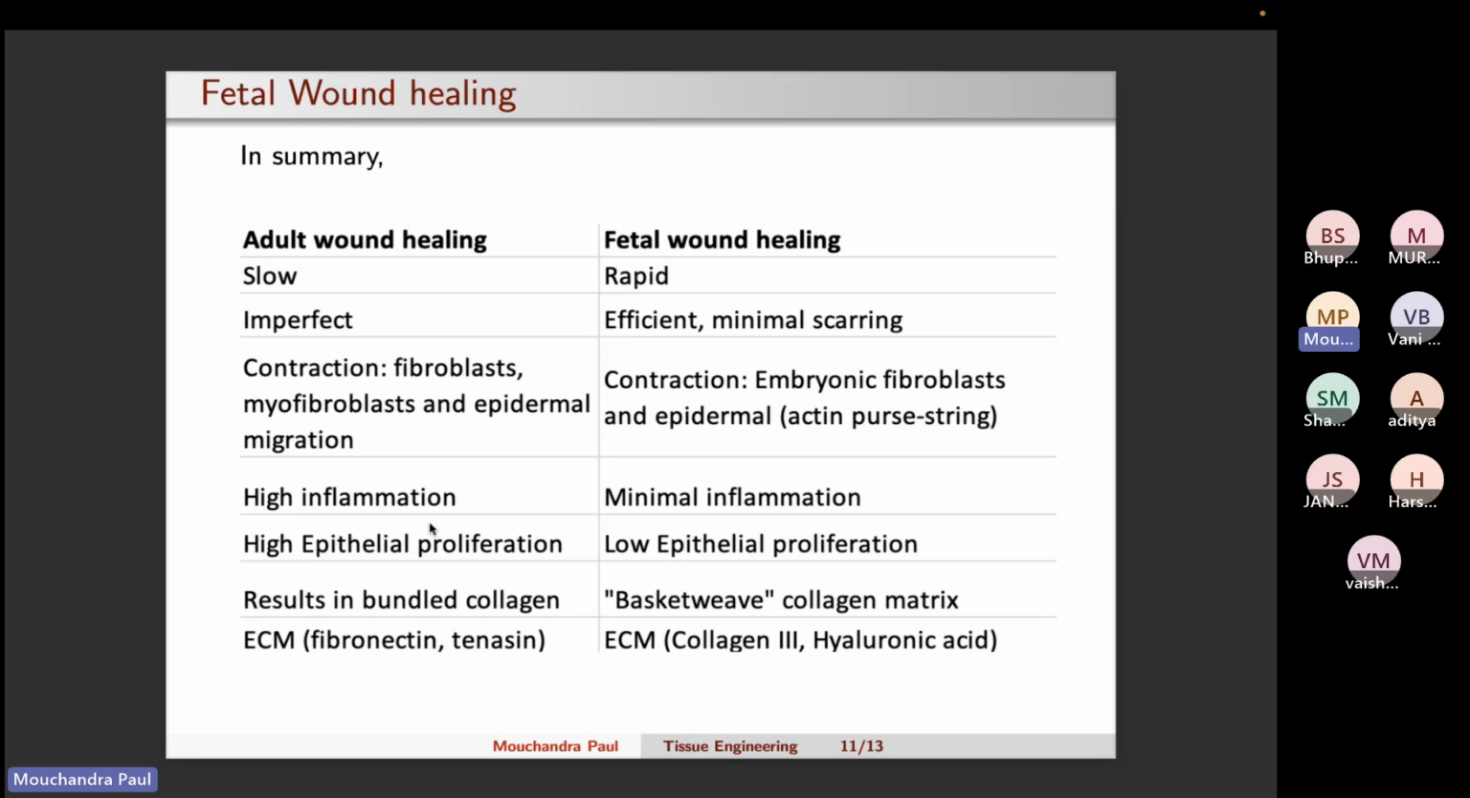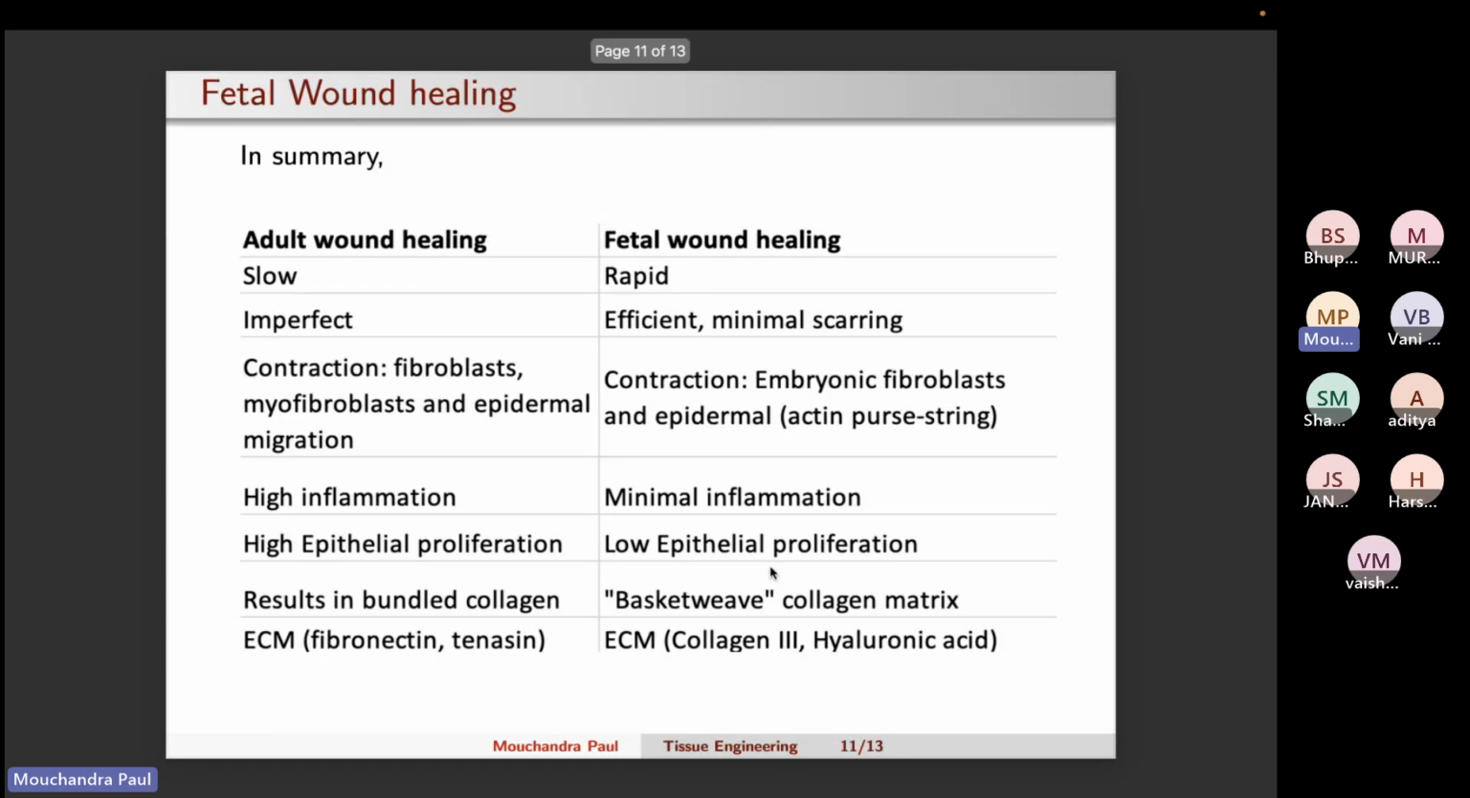Whereas in adult wound healing, there is a high inflammation going on, whereas in fetal wound healing, inflammation is minimal or practically non-existent. Here, epithelial proliferation is very high. Here, epithelial proliferation is very low. Here, collagen is present in bundles, whereas in fetal wound healing, it is present in a basket weave kind of a texture. Okay, and main ECM components like fibronectin, tenascin, these components are there. Whereas in fetal wound healing, there is hyaluronic acid, collagen 3, etc. These are the main components.